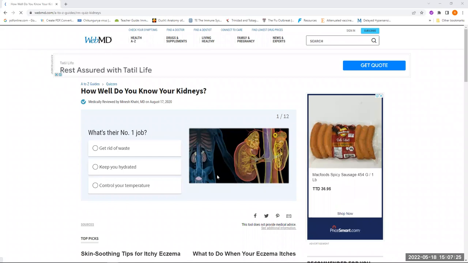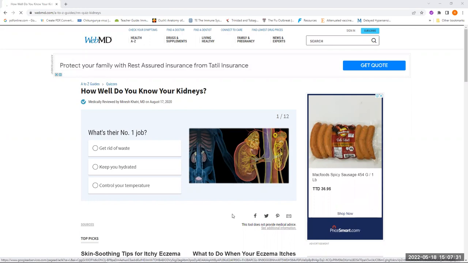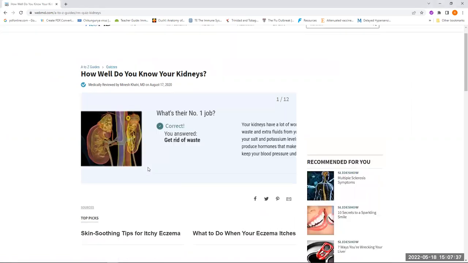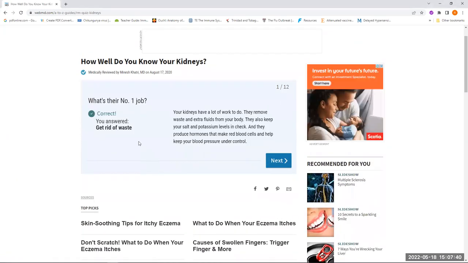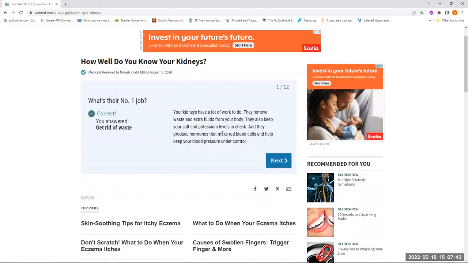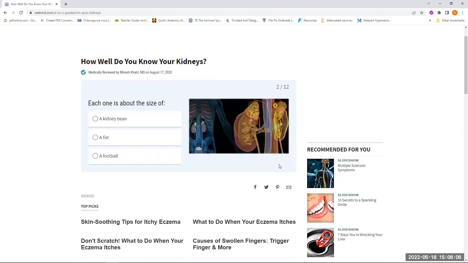Question one, kidneys. What's the number one job of the kidneys? Let me see some hands. Which one do you think? Shanice, go ahead. Get rid of waste. Correct, well done. Kidneys have a lot of work. They remove waste and they also keep the salt levels, your sodium chloride and potassium levels, in check. They produce hormones. What is the hormone produced that makes red blood cells? Erythropoietin. That's the hormone produced by the kidney, and it stimulates the manufacture of red blood cells from the bone marrow.